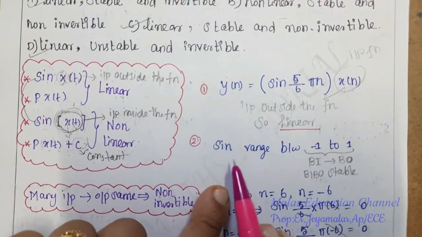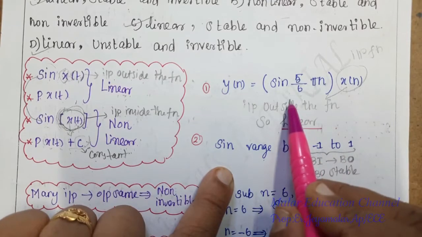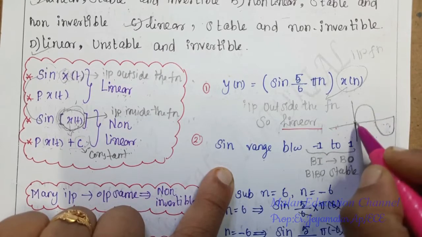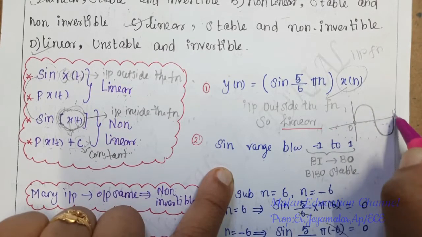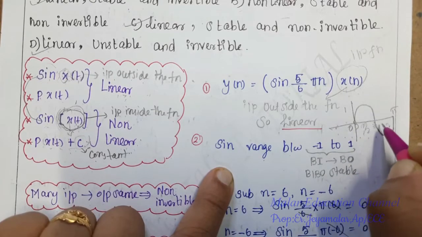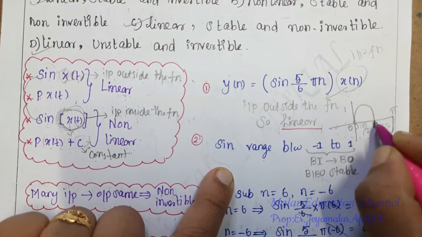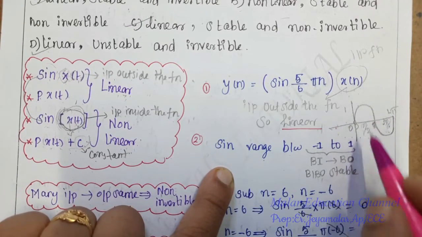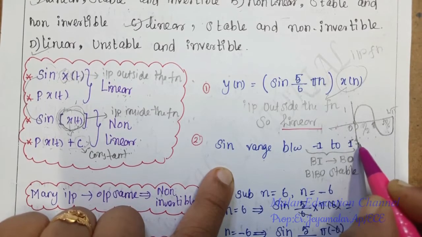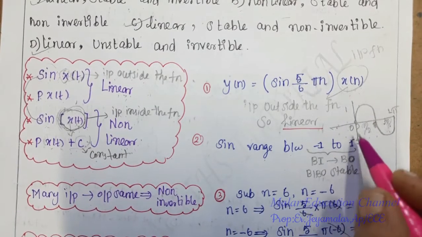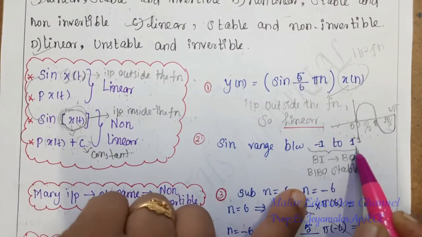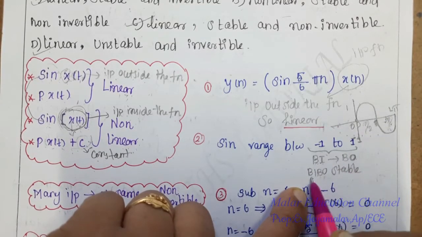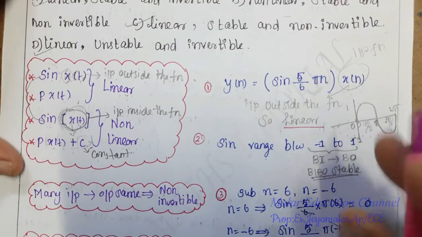Second one: sine ranges between -1 and 1, because the given function is sine. We know the sine waveform: starting from here up to here is one full waveform with amplitude 1. The points are 0, pi by 2, pi, 3 pi by 2, and 2 pi. The negative side has amplitude -1. So the sine ranges from -1 to 1, a bounded range. Bounded input gives bounded output, so both are stable. This is the final answer.